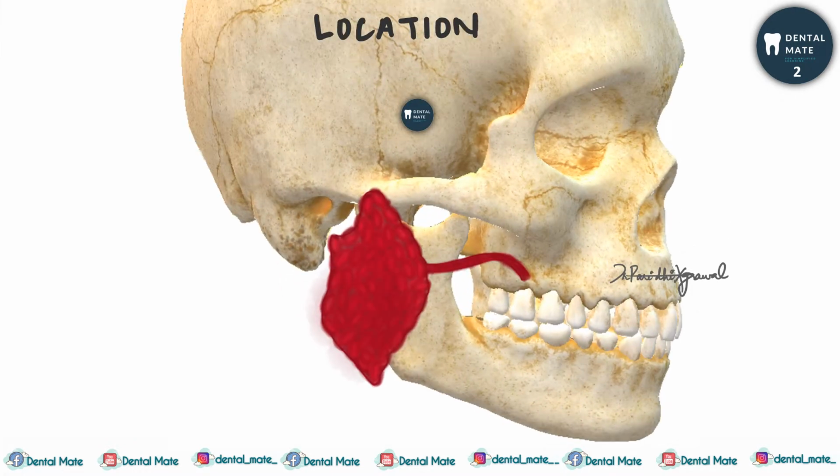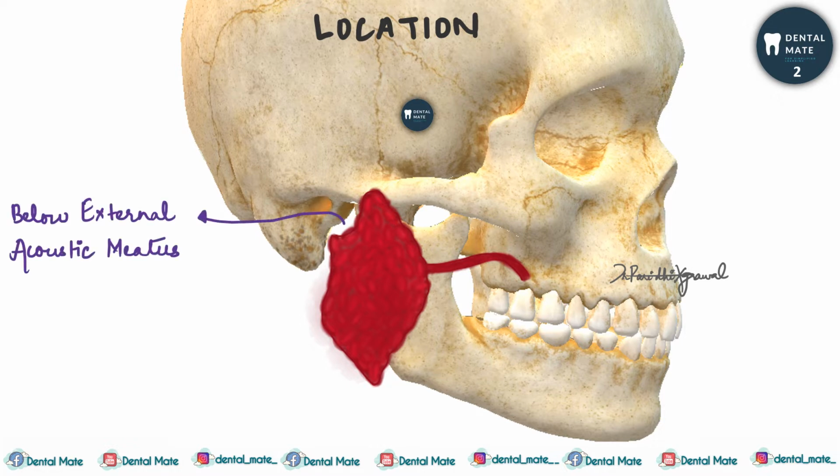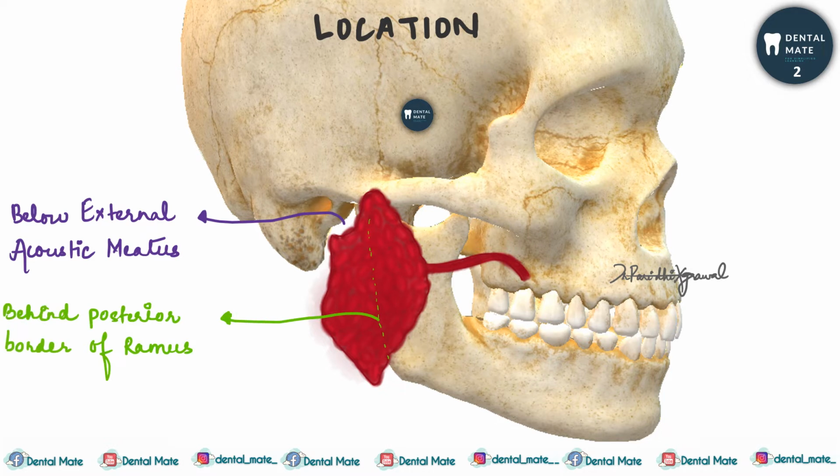Now, the location of this gland: it is located below the external acoustic meatus. It is located behind the posterior border of the ramus. If we trace this, this is the posterior border of the ramus. It is anterior to the sternocleidomastoid muscle, and it is present deep to the styloid process. So this is how we define the location of the parotid gland: deep to the styloid process, below the external acoustic meatus, behind the posterior border of the ramus, and anterior to the sternocleidomastoid.